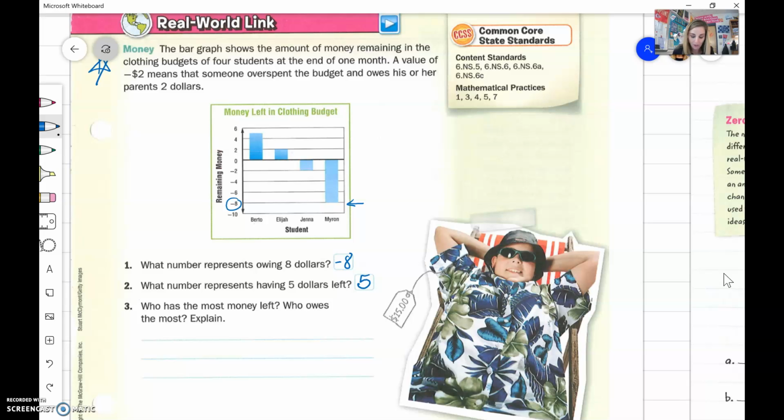Who has the most money and who owes the most money? Well, let's see. Who has the most money left? It appears that Berto has the most money left, and you can write this in. Berto has the most money left. And who owes the most money? Myron owes the most money because he owes his or her parents $8 more. So that negative is showing that he owes more money than what he was supposed to be spending.